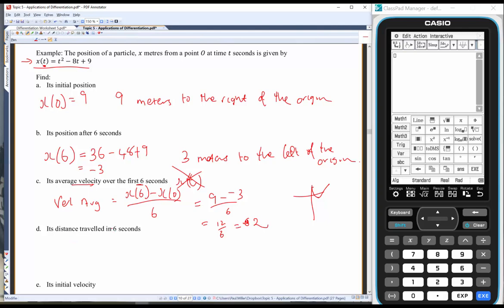How far did it go in 6 seconds? Well, I'll be willing to bet it's not going to be the 9 meters back to the origin and 3 meters on the other side of the origin. Okay, so what's going to happen probably is that it goes down to the turning point and comes back up again. Okay, so let's find out where the turning point actually is by doing x of t equals t squared take 8t plus 4 squared take 16 plus 9.